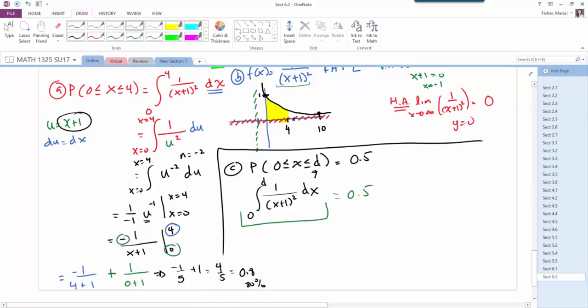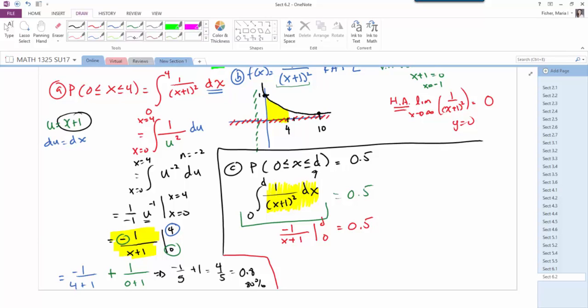Well, how do I do that? Well, the first thing I need to do is integrate this. Well, what is the integral of 1 over (x plus 1) squared dx? Well, I already figured that out in part A, right? I don't need to do the u sub and do it all again. I figured out that the integral of 1 over (x plus 1) squared dx is just negative 1 over (x plus 1). So I'm going to skip to that portion. So I know that negative 1 over (x plus 1) evaluated from 0 to d should equal 0.5.